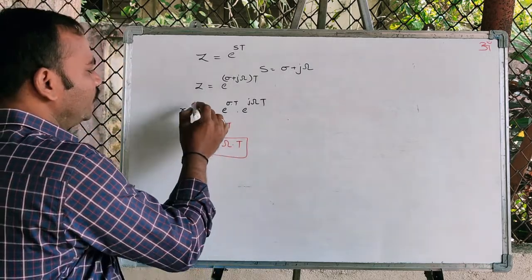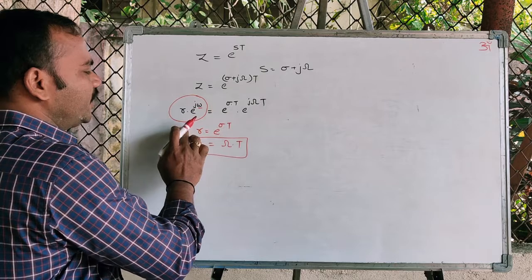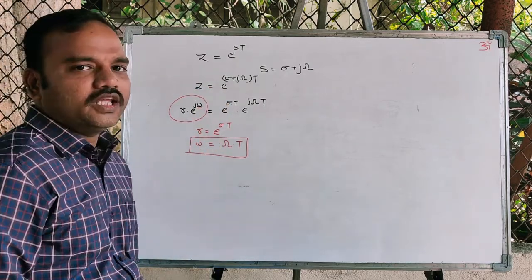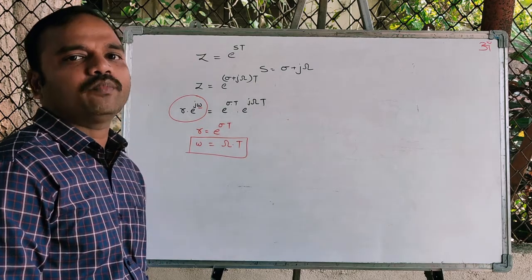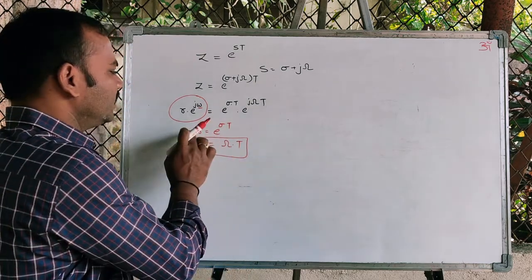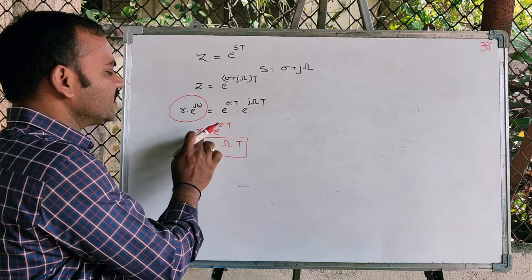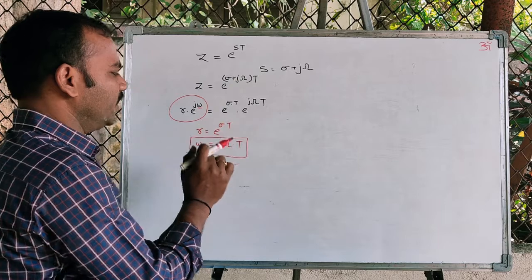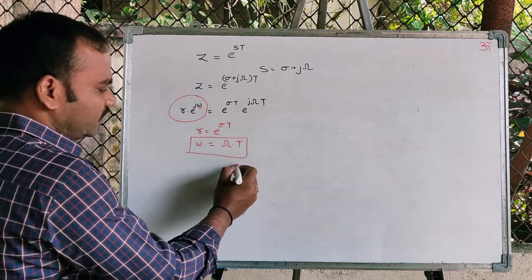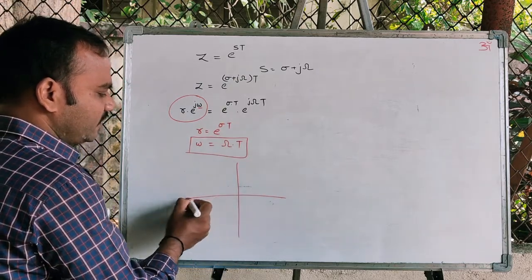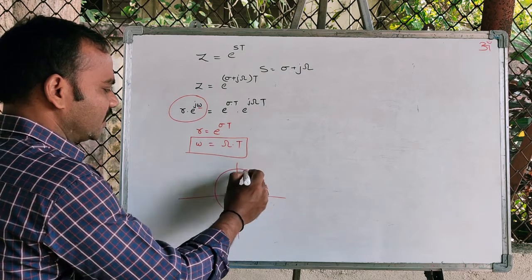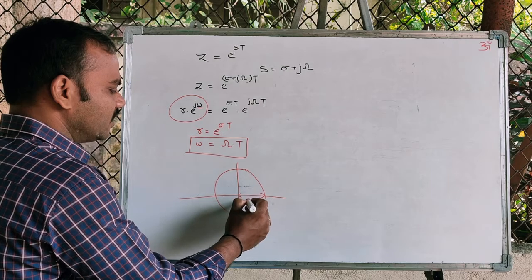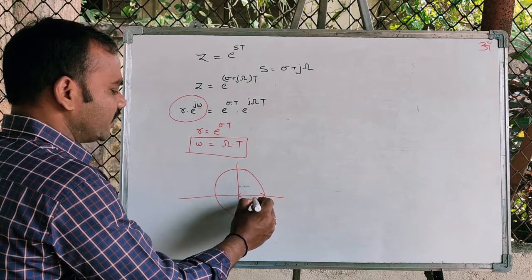Now, if we look at this particular polar representation of the digital variable z, this is the equation of a circle in polar form. That is, there will be a circle with a radius r = e^(σT) and with ω = ΩT. If we draw that in the z plane, we have a circle, and the radius of this one is e^(σT).